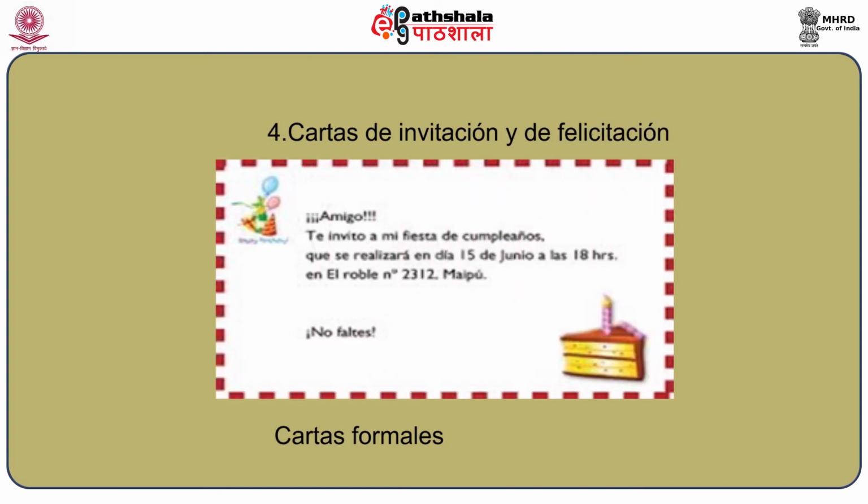Cartas de invitación y de felicitación. So fourth one is the invitation letter or letter sent to someone congratulating for something. Se escriben para invitar a alguien a un evento o felicitarlo por los logros adquiridos respectivamente.